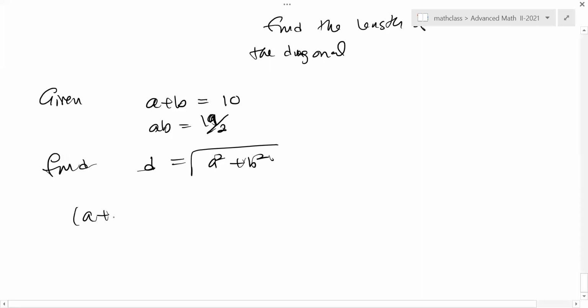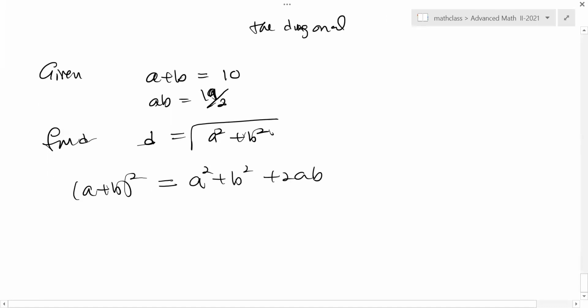The best way to do it is a plus b squared is a squared plus b squared plus 2ab. Okay, that's the identity we use over and over again. Right?